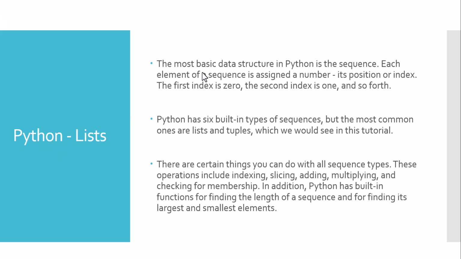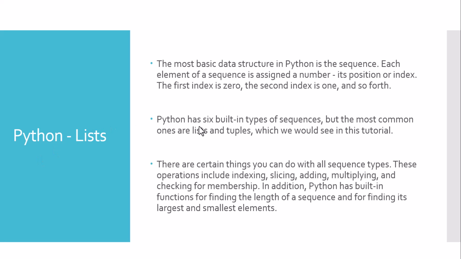Next is Python list. We already saw in the previous videos what a list is. Basically a list is a data structure. The most basic data structure in Python is the sequence. Each element of the sequence is assigned a number, its position or index. The first index is 0, the second index is 1, and so forth. Like in the previous section we saw that a string also stores data based on the index. Basically the index starts from 0, then 1, 2, 3, 4, 5, 6, like this. Okay, like that our list is also storing the values within square brackets.